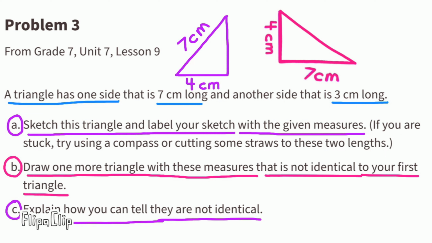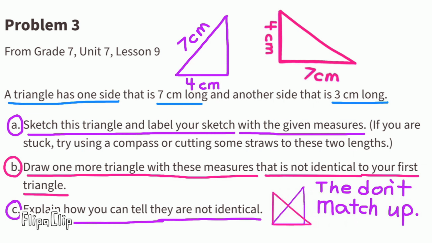The triangle on the left has a hypotenuse that's 7 centimeters long, and the triangle on the right does not have a hypotenuse that's 7 centimeters long. Plus, if you were to place these triangles on top of each other, they don't match up.